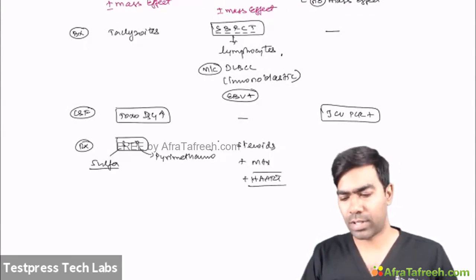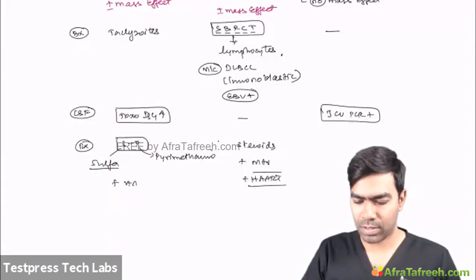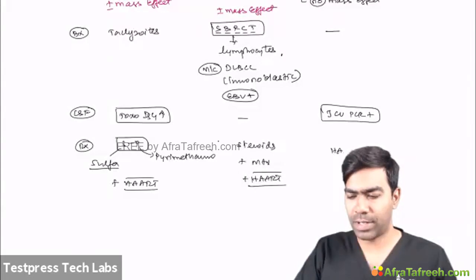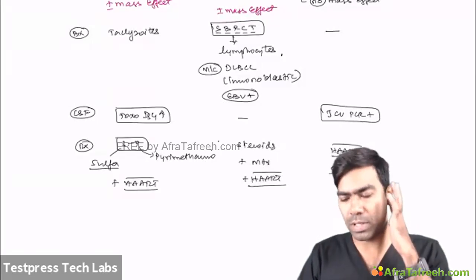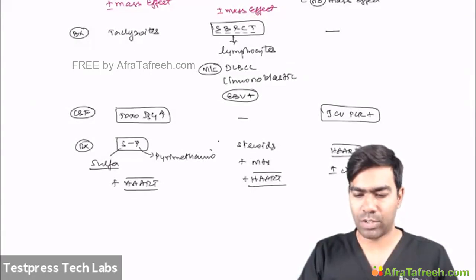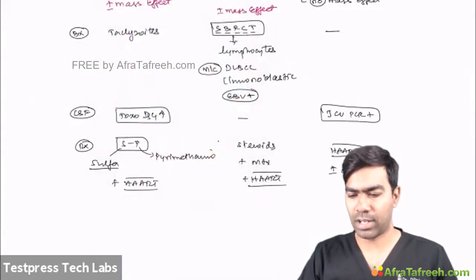Plus, of course, I need highly active antiretroviral therapy for all these patients. For PML, the main treatment will be HAART itself only. Plus or minus, I can use cidofovir if it's progressive multifocal leukoencephalopathy. I think that should be easy. It's not a big deal at all.